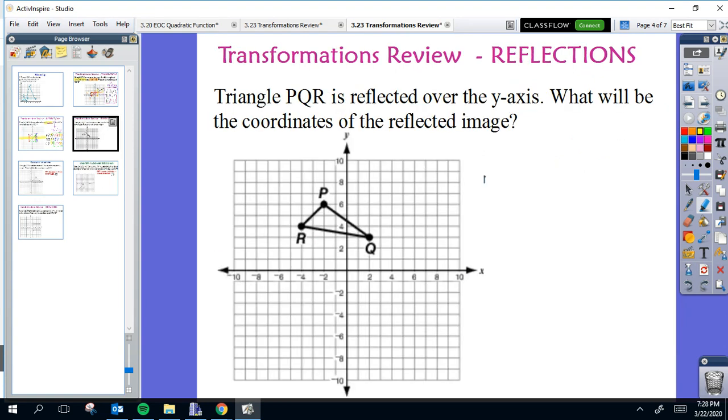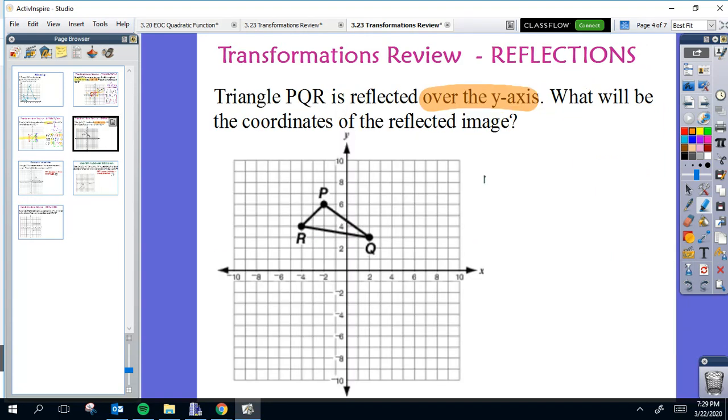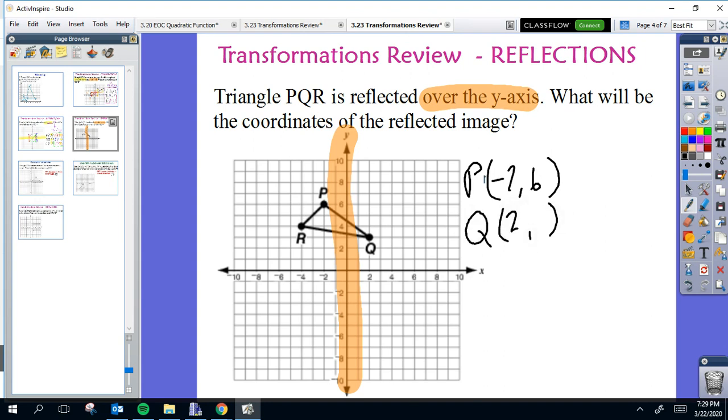This one's different because I'm flipping over the y-axis. I'm reflecting over the y-axis. So instead of highlighting the x-axis as I did here, I'm going to focus on the vertical axis. So let's count how far the p-value is from the line. My p-value, which is negative 2, 6. I have my q value, which is 2, comma 3. And I have my r value, which is negative 4, positive 4.